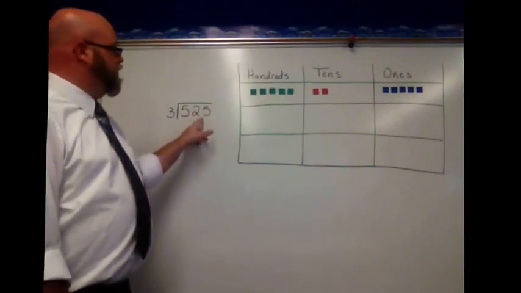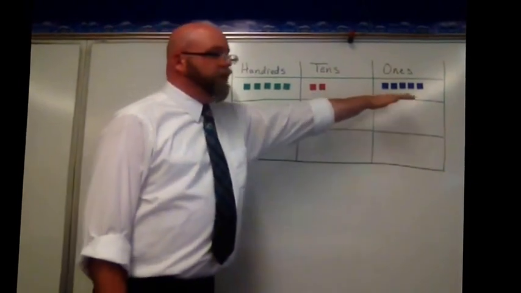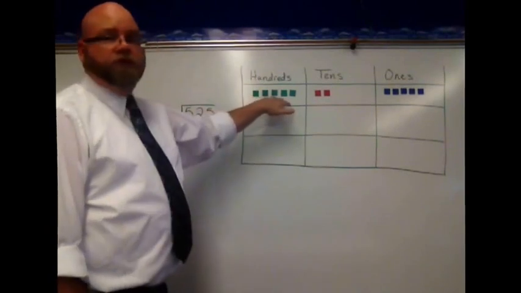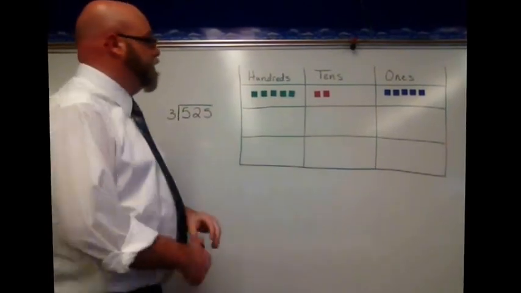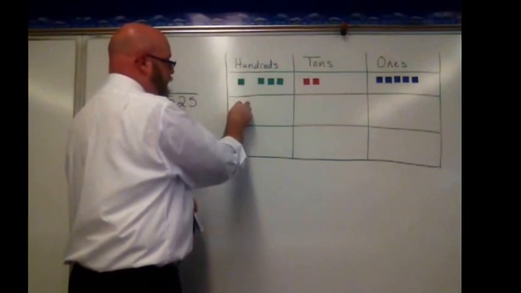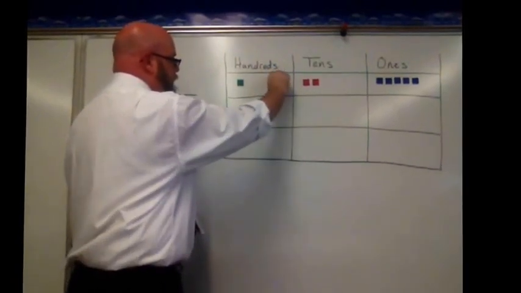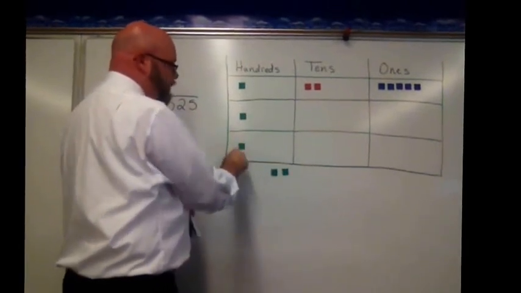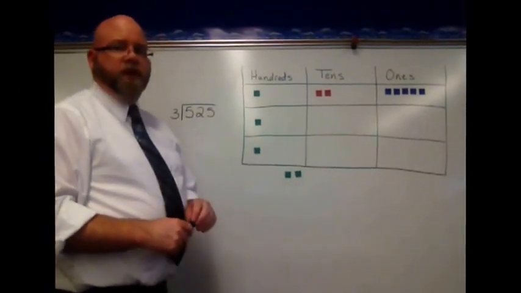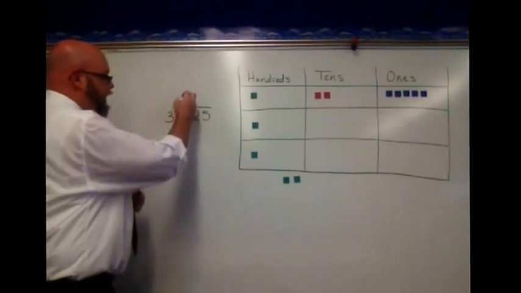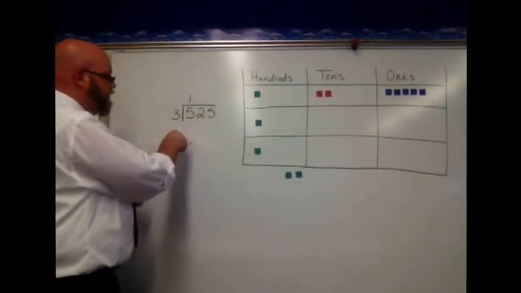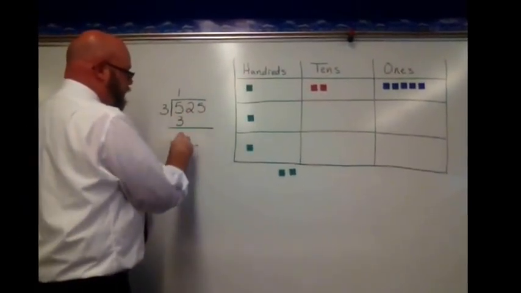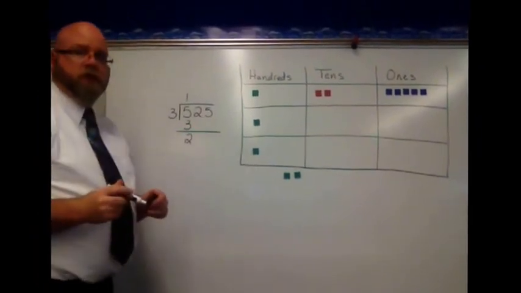So we're taking 525, 5 hundreds, 2 tens, 5 ones, and dividing those into 3 different groups. I'm going to start by dividing my 500s into 3 different groups. I can put into each group 100, but then I have 2 left over. So I have 1 above the hundreds place. That gives me a total of 3 hundreds, but I have 2 left over.